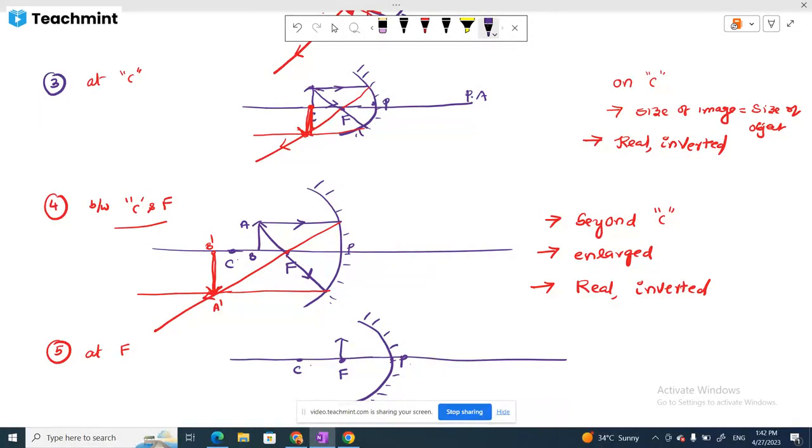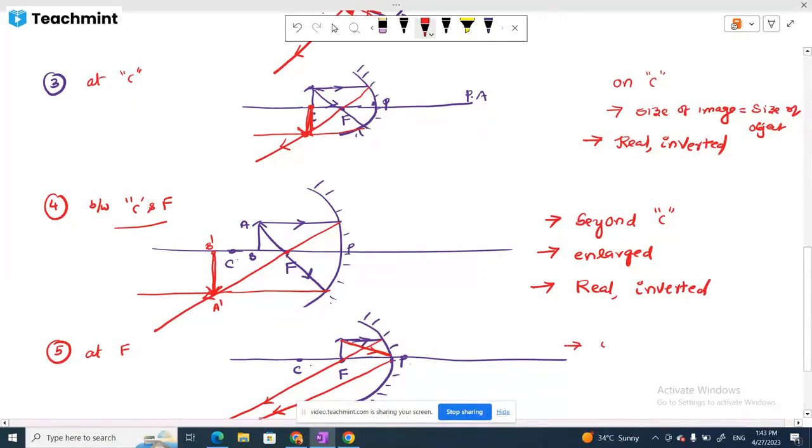Now again take two rays from the top point. One is parallel to the principal axis. After reflection, it passes through the focus. This is a reflected ray. Next, one more I can take, which strikes the pole. This is the incident ray. After reflection, it is reflected back symmetrically. So they are going like that. It means we assume that all these rays meet at infinity. That means the image is formed at infinity.